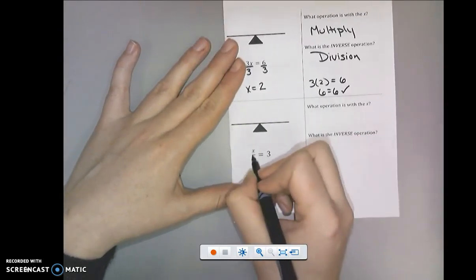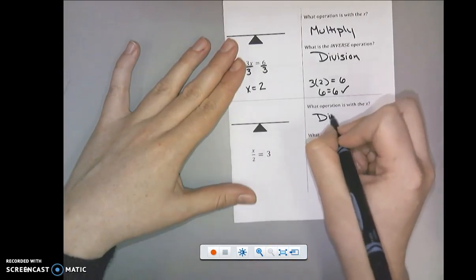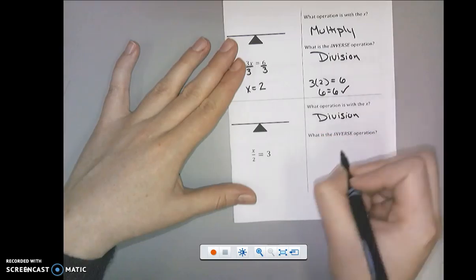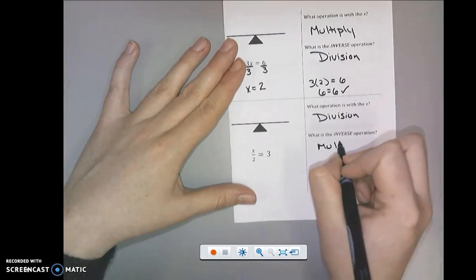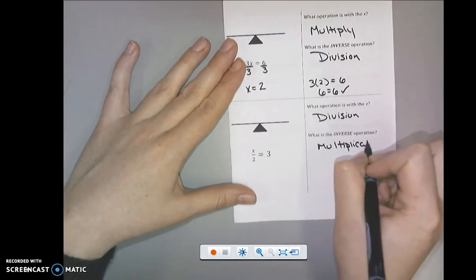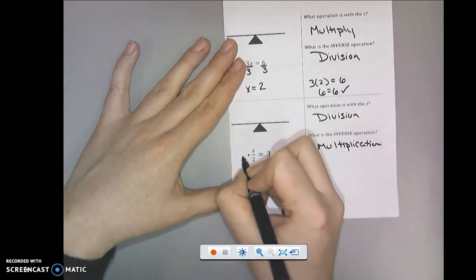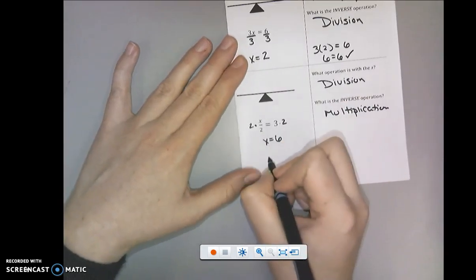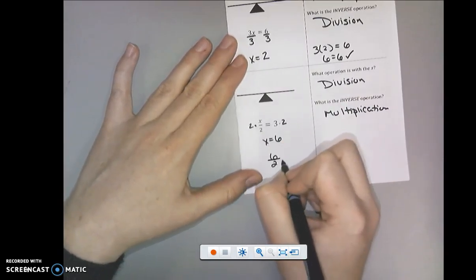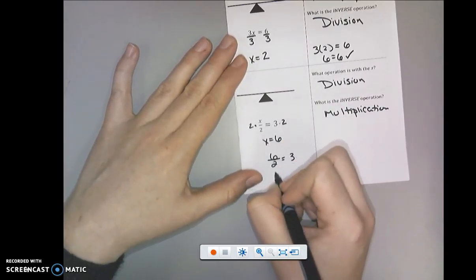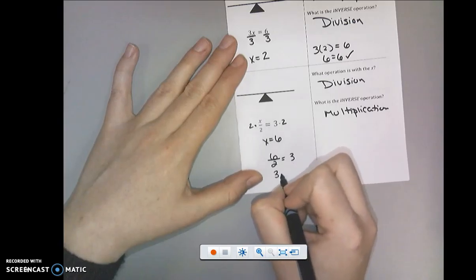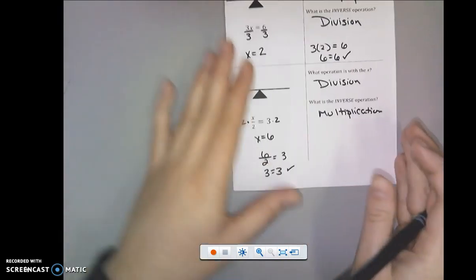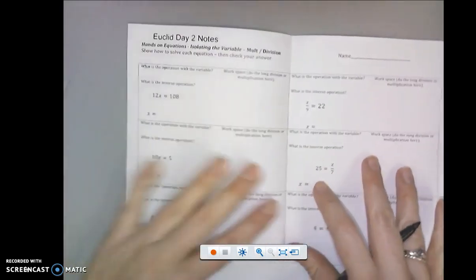All right. What operation, when they look like a fraction, remember that fraction bar is a division. And the inverse is multiplication. So we can multiply by 2 and multiply by 2, and x would equal 6. And we can check 6 divided by 2, or simplify it, 2, if we can think about it as a fraction, and 3 equals 3. So it works out. All right, let's go into the middle of our notes.